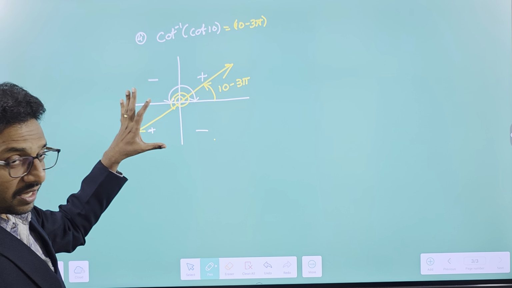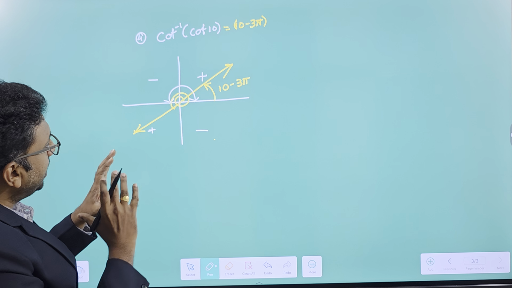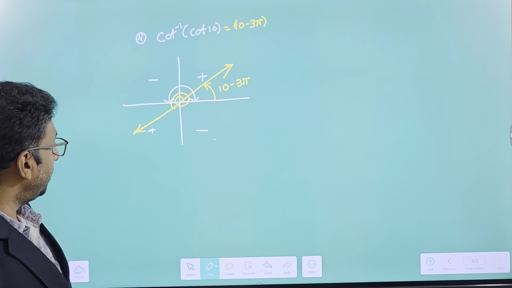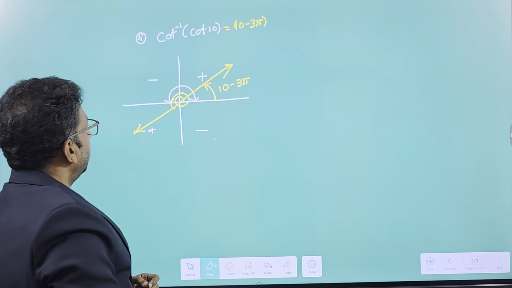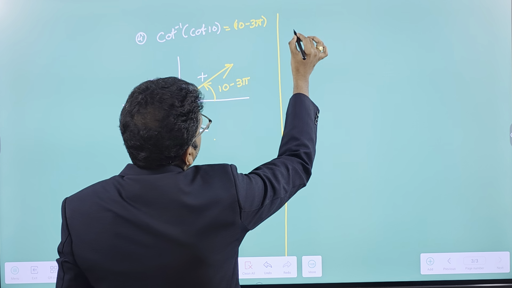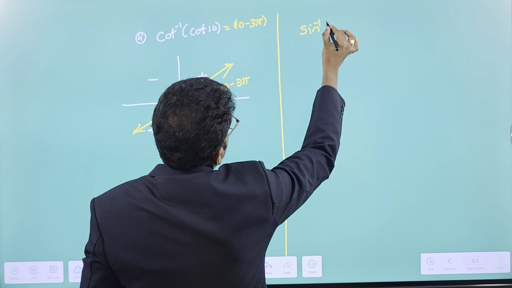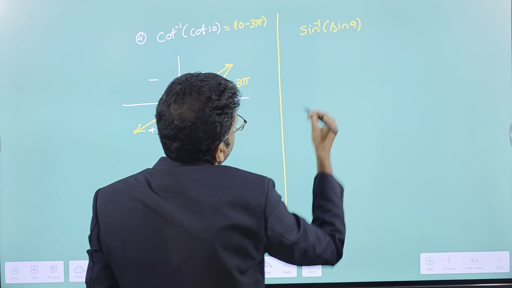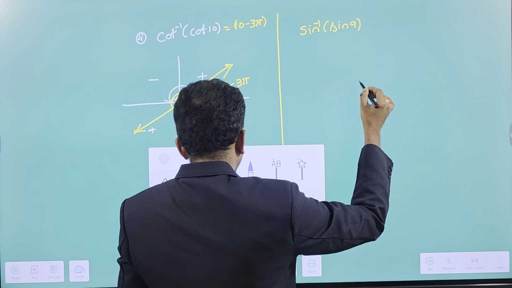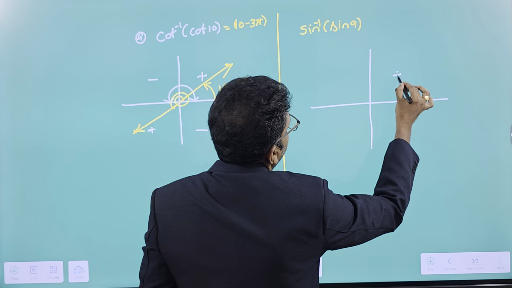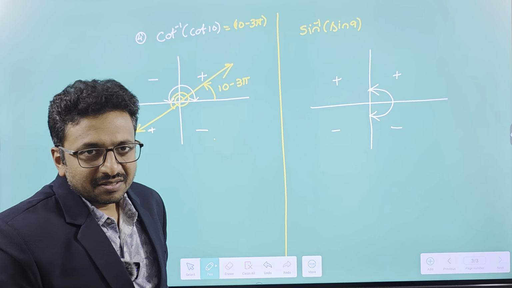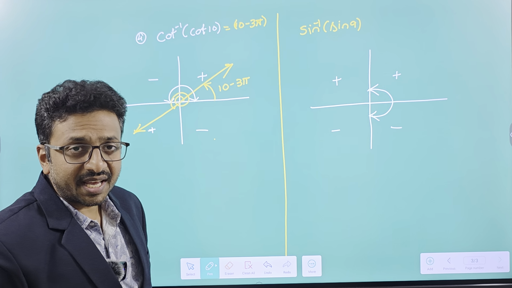So I hope the concept of reflection is clear. This is a very useful shortcut to find T inverse of T of x type questions. Now let us take one more angle: sine inverse of sine 9 radians, for example. Sine inverse of sine 9. Let's go for the quadrant diagram for sine inverse of sine: plus, plus, minus, minus. So that is the quadrant diagram for sine inverse of sine.